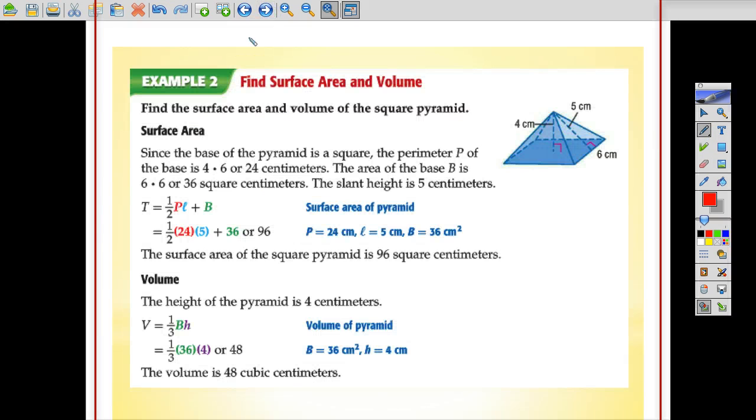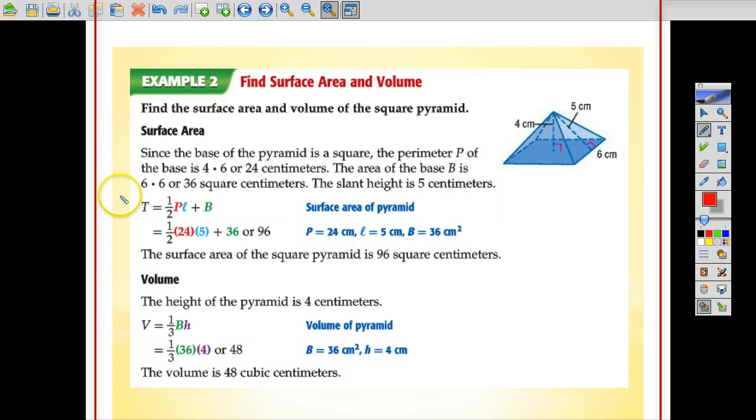All right, find surface area and volume. Find the surface area and volume of the square pyramid. Here you have a square pyramid. It's a square pyramid because the base is a square, and it's a pyramid. For surface area, the equation is 1/2 PL plus B. P is the perimeter, L is the slanted height, plus B for base. The slanted height here is 5.